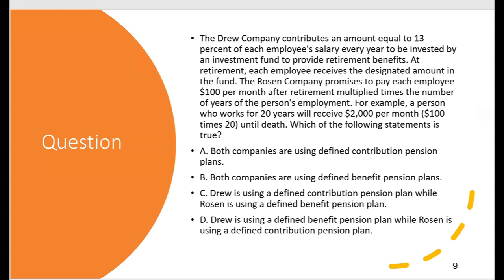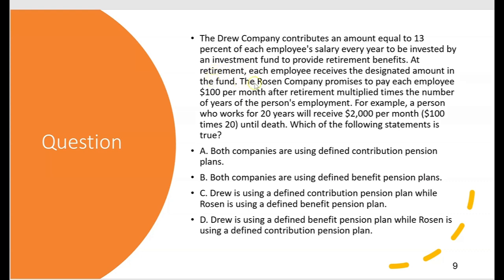All right, what about this one? The Drew Company contributes an amount equal to 13% of each employee's salary every year to be invested by an investment fund to provide retirement benefits. So 13% of each employee's salary is contributed. That's a defined contribution percentage. So far, it sounds like the Drew Company is using a defined contribution plan. At retirement, each employee receives the designated amount in the fund. Sure, whatever it grows to, that's what the employee gets. So that's the Drew Company. And if the question ended there, you'd say that the Drew Company is using a defined contribution plan.